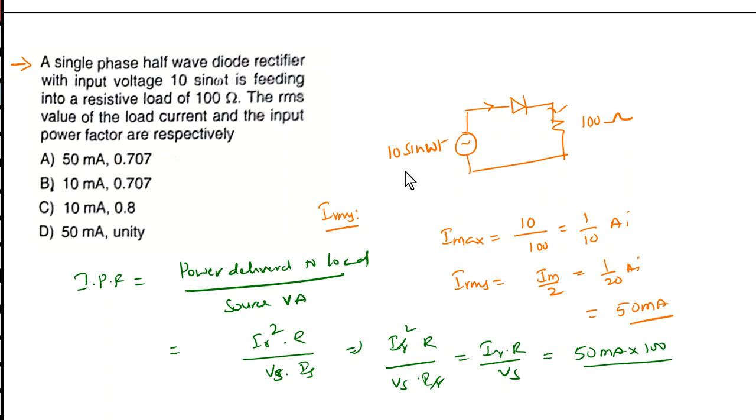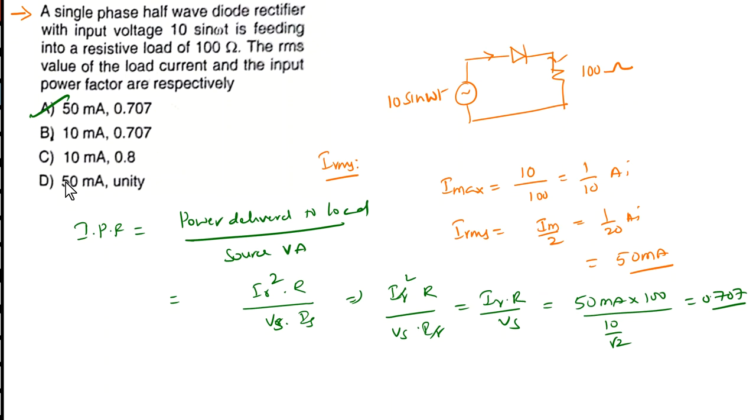Okay. So what about the RMS value? Vm by root 2, that is 10 divided by root 2 here. So by solving this, you will get the answer as 0.707. So the answer will be 50 milliamperes and 0.707. So the correct answer will be A here. Next question here.